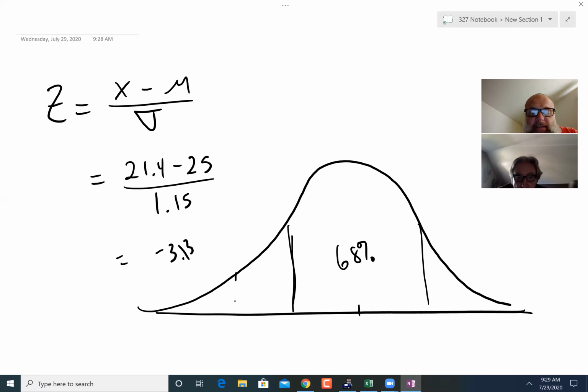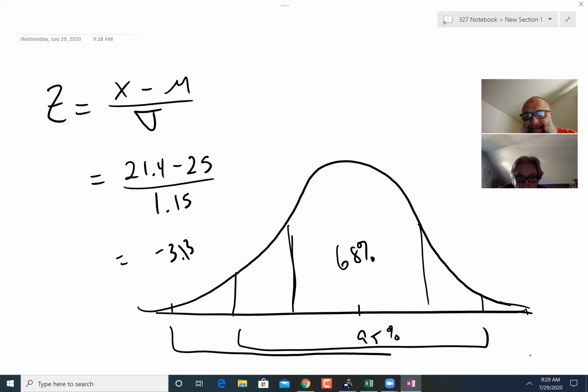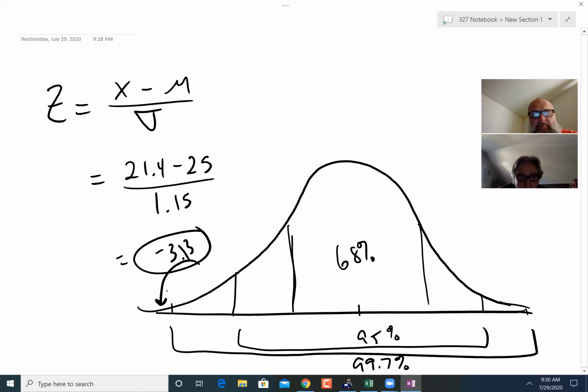Then if you go out 2 standard deviations, that's 95% of the data. And if you go out 3 standard deviations, that is 99.7% of all the individuals that will lie between those 2 values. Look where you are. You're out here. By definition, if you're not part of the 99.7, you are an oddball. So your car is significantly worse.